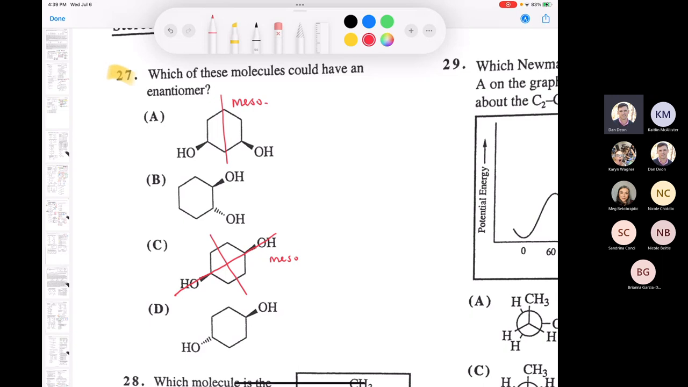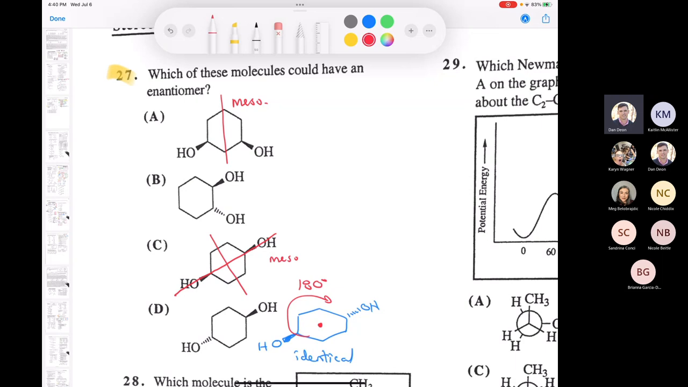All right. In D, if we were to take this compound and change this to a dash, and change this to a wedge, is that an enantiomer? The answer is no. If I make this compound blue, this is identical to this, right? Because if I make an axis right here in the middle and rotate this 180 degrees, you end up with the exact same compound. And so D doesn't have an enantiomer either.